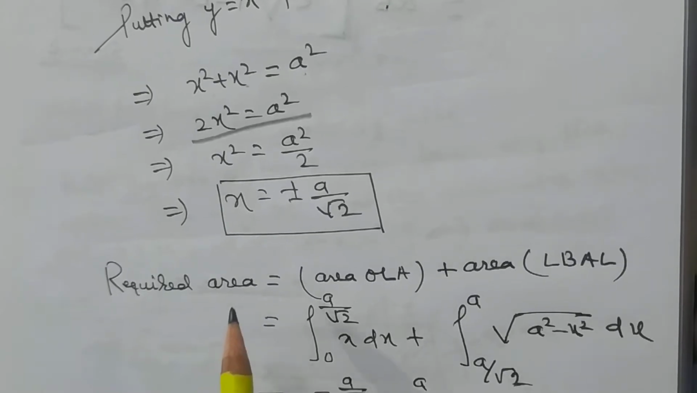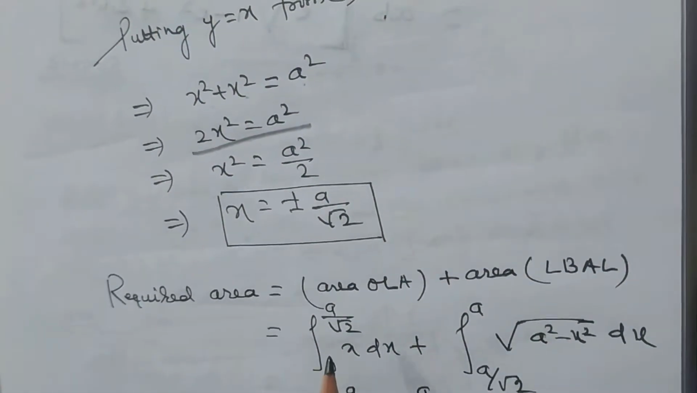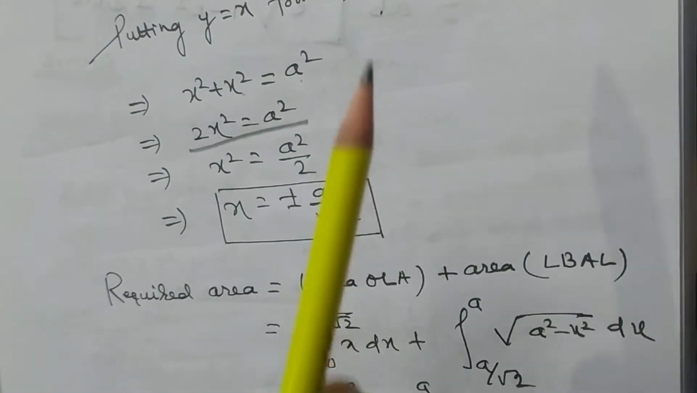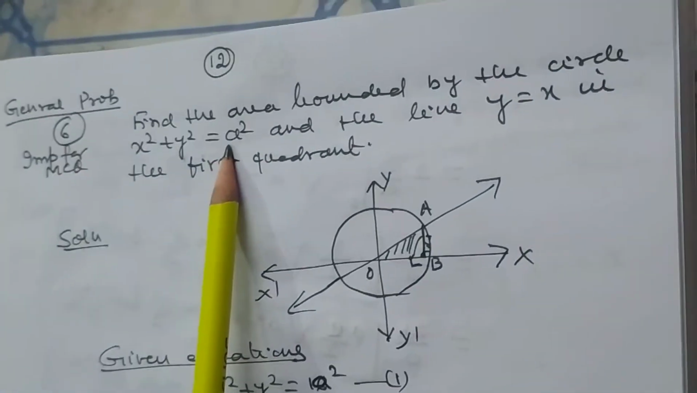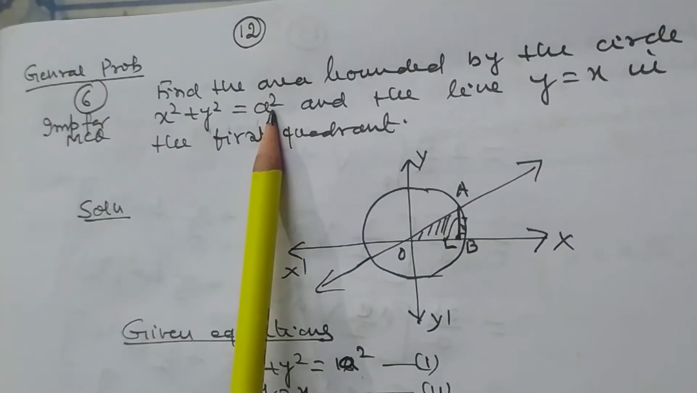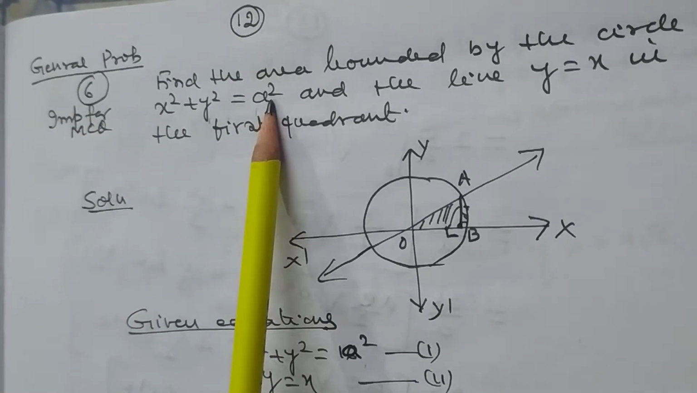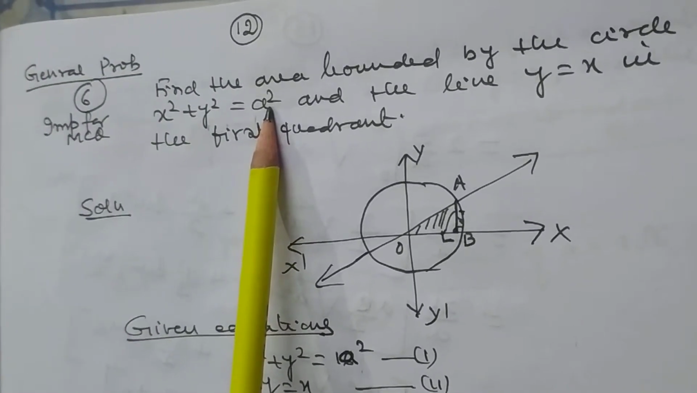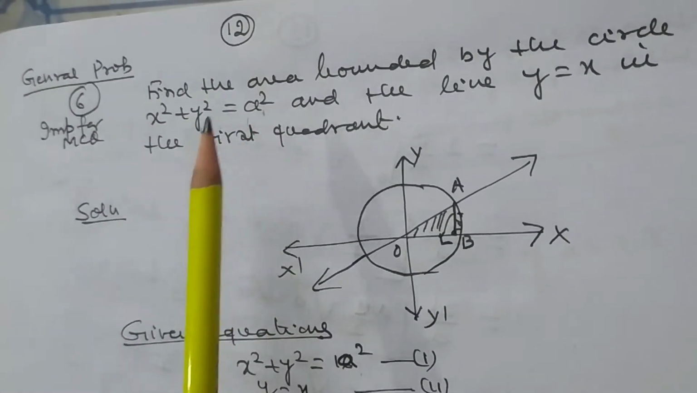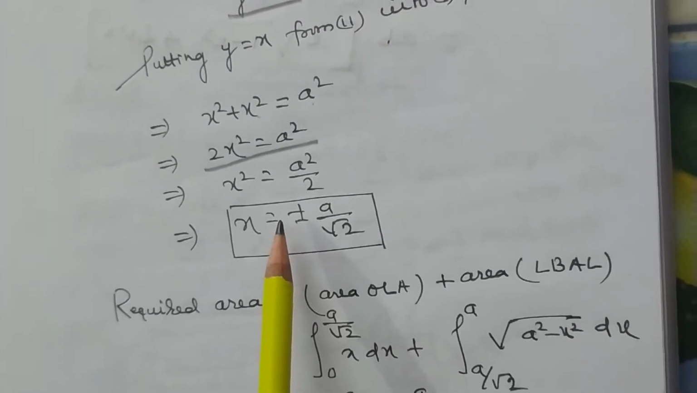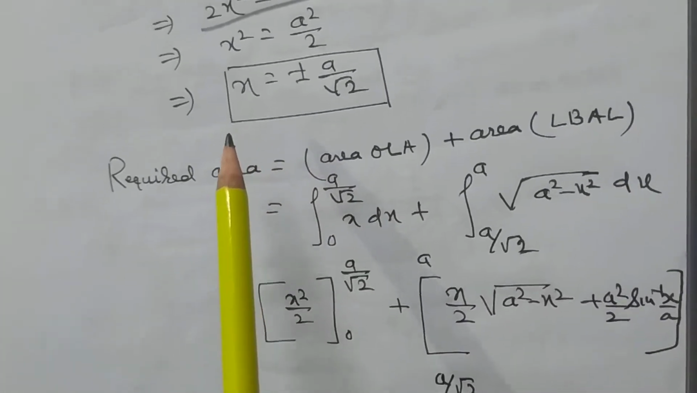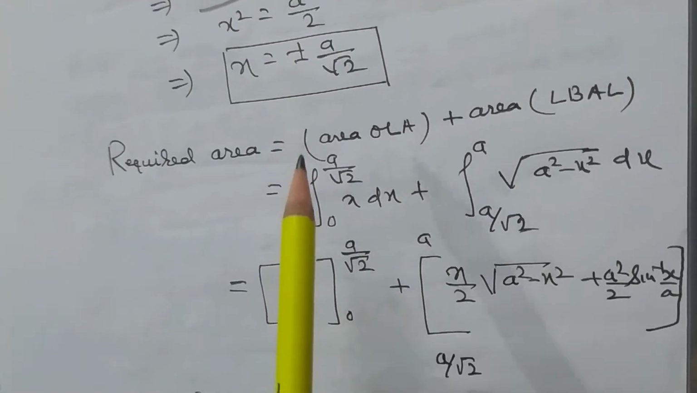So this is also important for MCQ questions, my dear. Here we have taken x square plus y square is equal to a square. Instead of a square, you can write 16, 25, and make it particular. So this problem is very, very important, and it was asked several times in the board examination also.